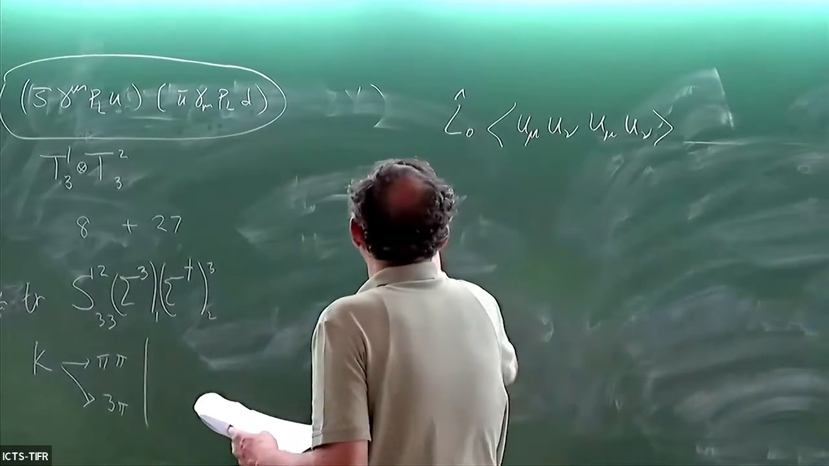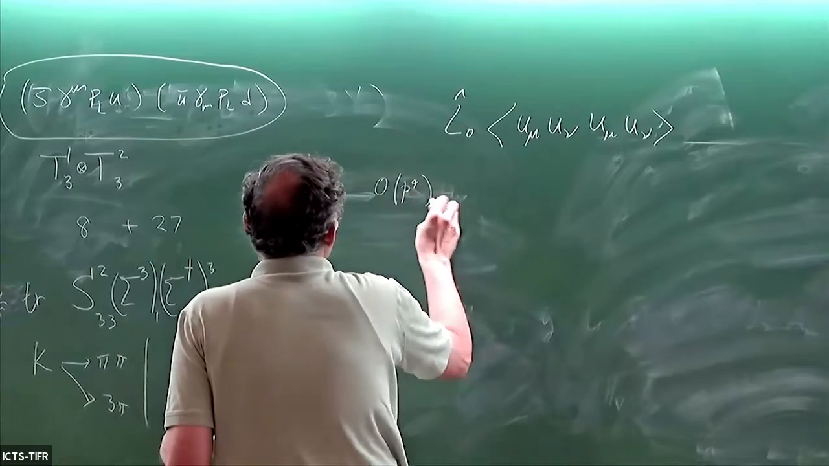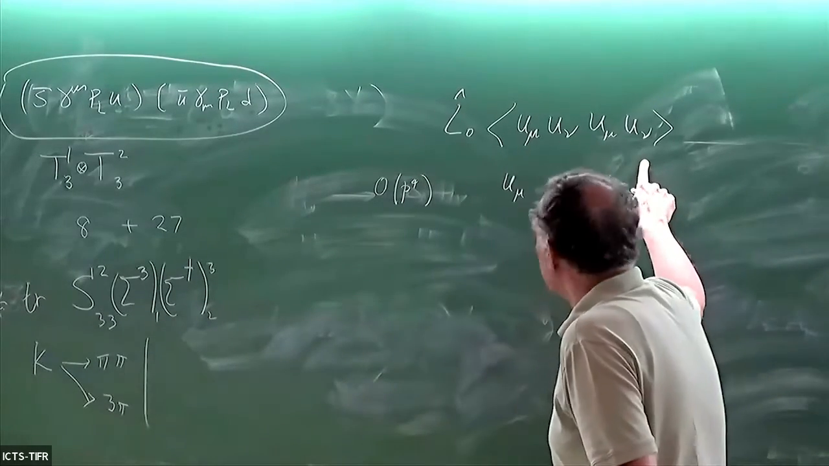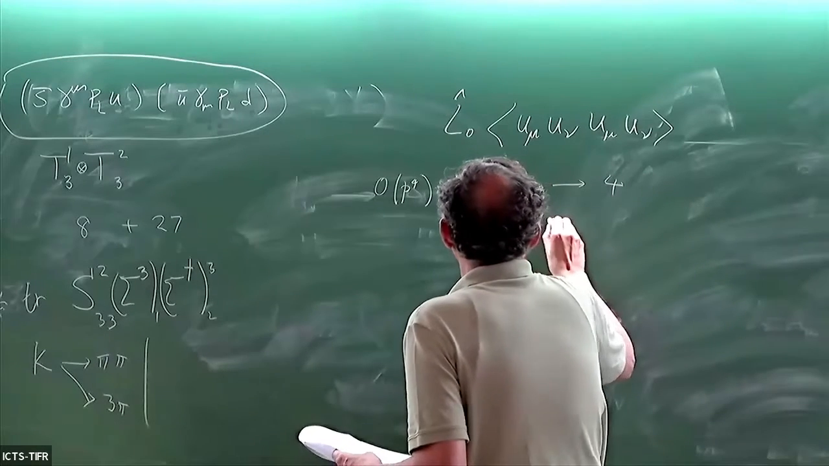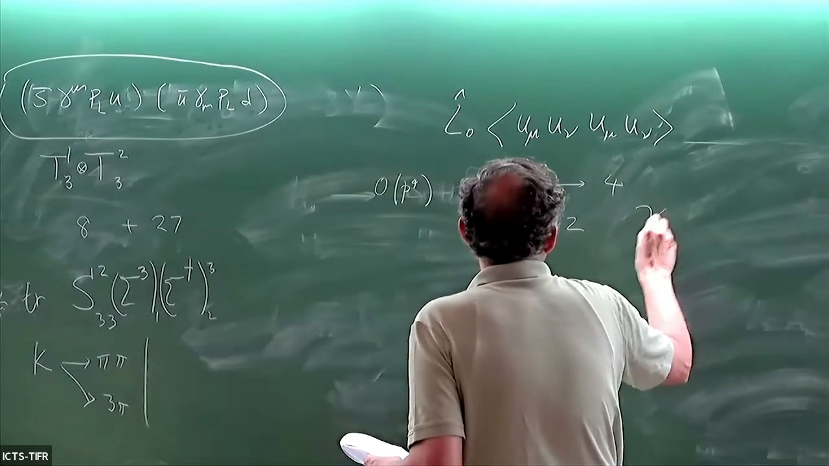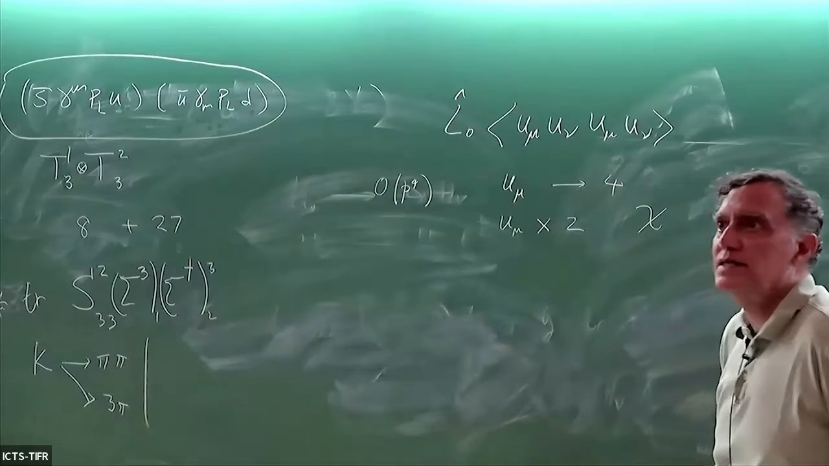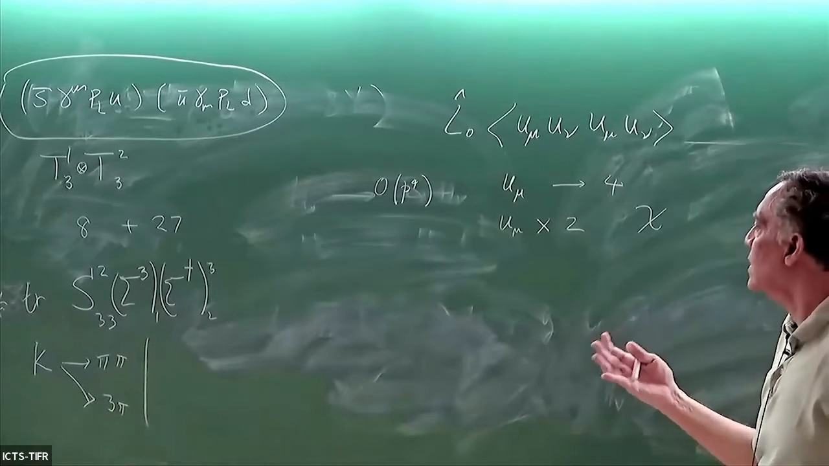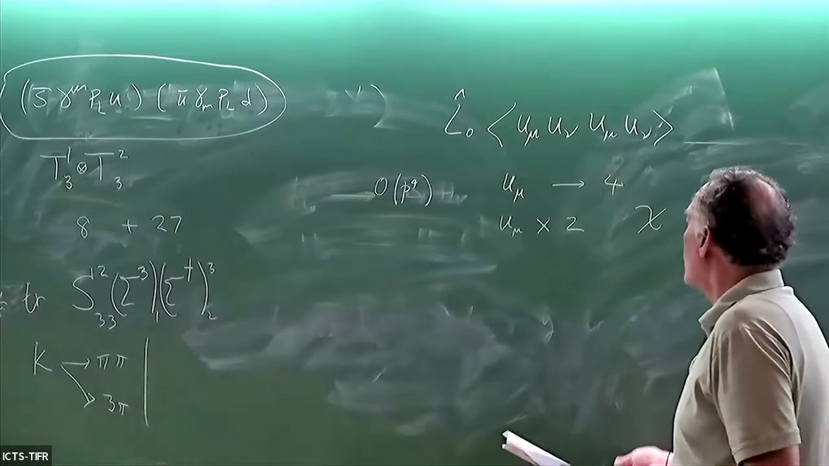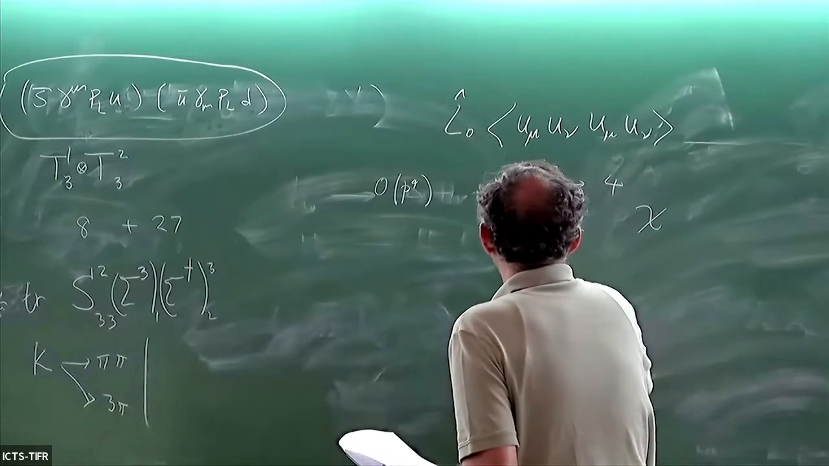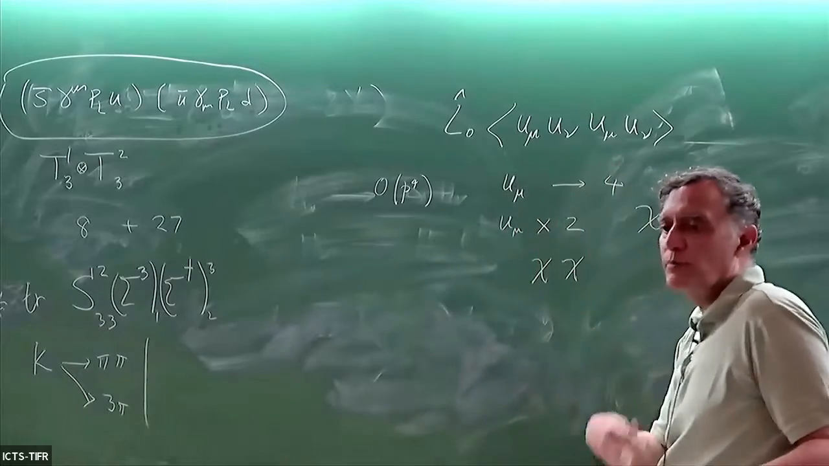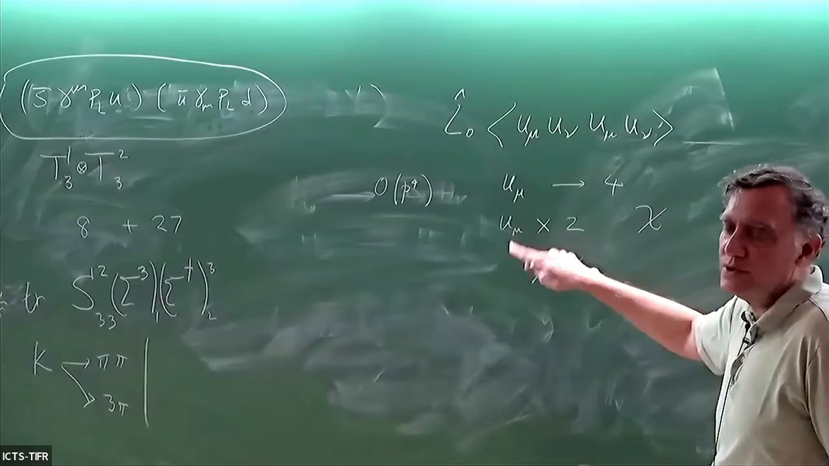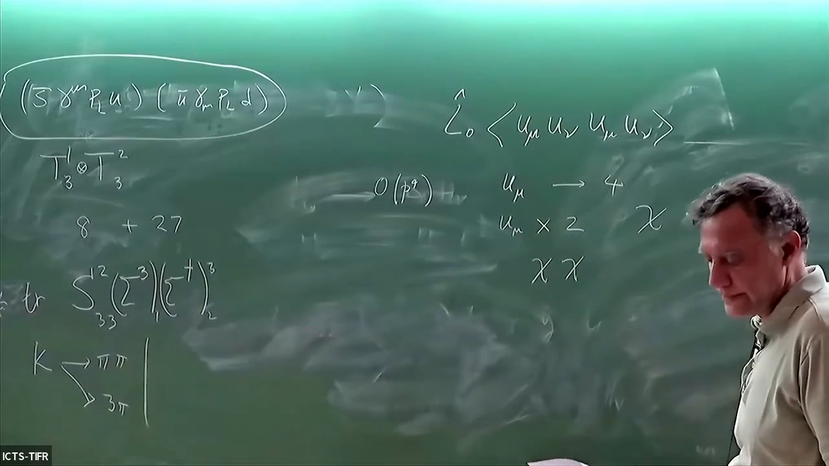And so when you go to order p to the 4th, you can have either 4 u mu's, because each u mu has a derivative, or you can have 2 u mu's and 1 chi, because the chi is the quark mass operator, and we saw that the power counting was that the quark mass counts as order p squared. Or you can have 2 chi's, and so on. So when you go to p to the 6, you can have either 6 u's or 4 u's and 1 chi, or 2 u's and 2 chi's, etc.